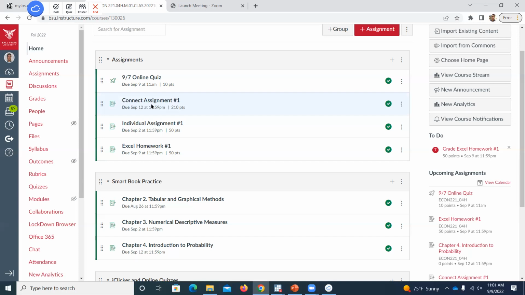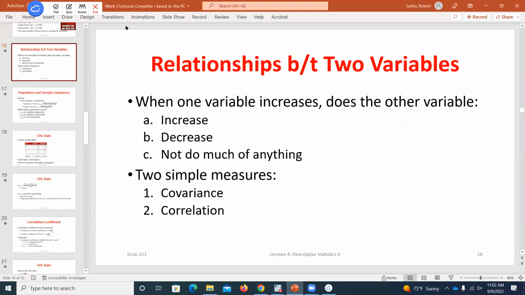All right, I think that's all the housekeeping stuff. Anything else before we jump into material today? Okay. So it should be pretty fun today.